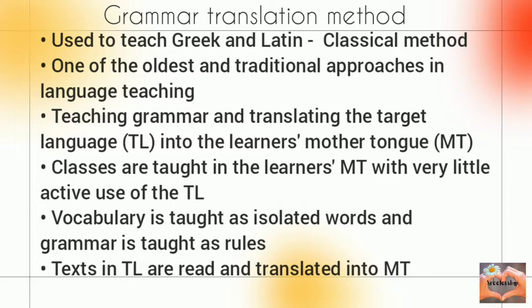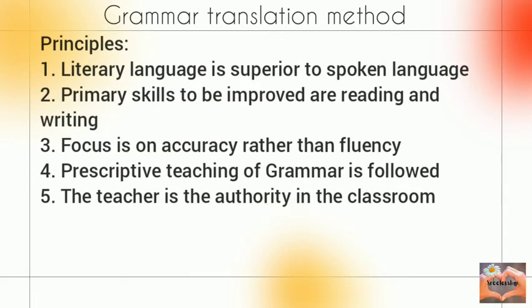Vocabulary is taught as isolated words and grammar is taught as rules. Texts in the target language are read and translated into the mother tongue. Now, the main principles of this method are: first one, literary language is superior to spoken language. Second, primary skills to be improved are reading and writing. Third one, the focus is on accuracy rather than fluency. Fourth one, prescriptive teaching of grammar is followed. And fifth one, the teacher is the authority in the classroom.